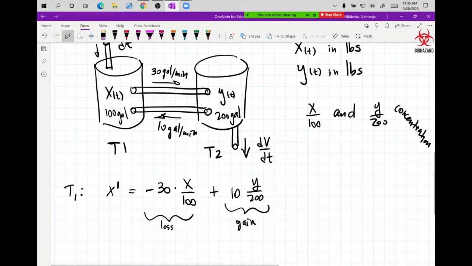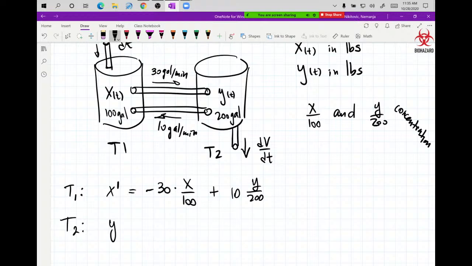And now you write the same way the equation for tank 2 from the perspective of change in y. Now that one is going to be gaining 30 of x over 100, right? Because that's coming in, and it's going to be losing 10 y over 200 because that's flowing out of that tank.